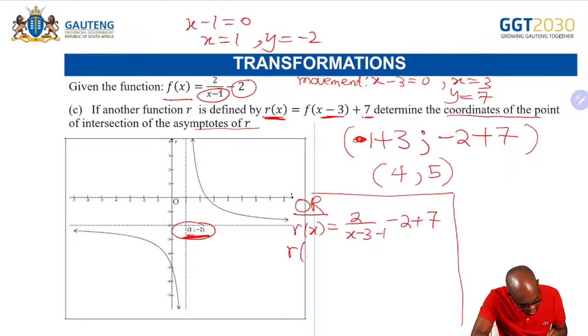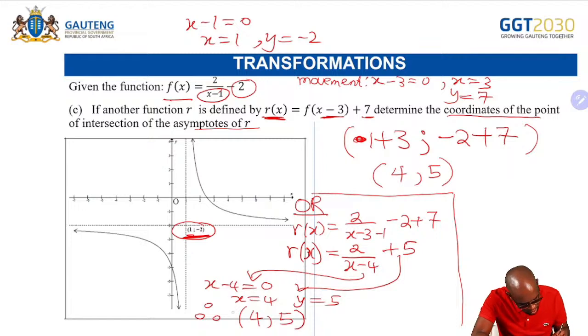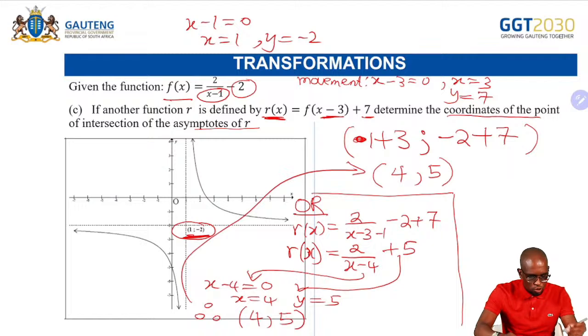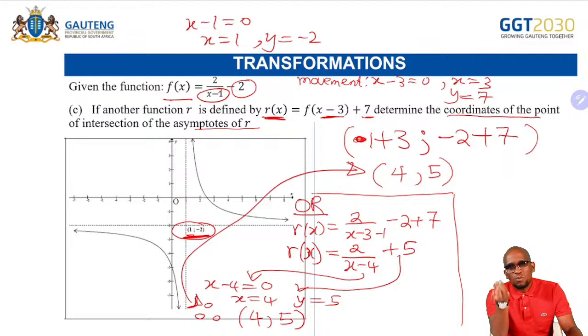So the equation R of x would be 2 over x minus 4, -2 plus 7, I'll get plus 5. So from here, I can then say x minus 4 is 0, x equals 4, and y equals 5. Therefore, the coordinates would be (4, 5). So if you check, that one is the same as this one. So that's another way of determining the new point after transformation has taken place.